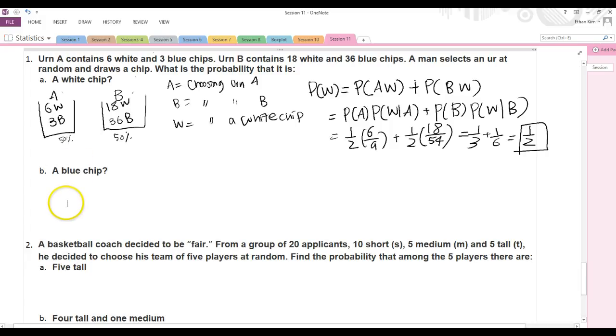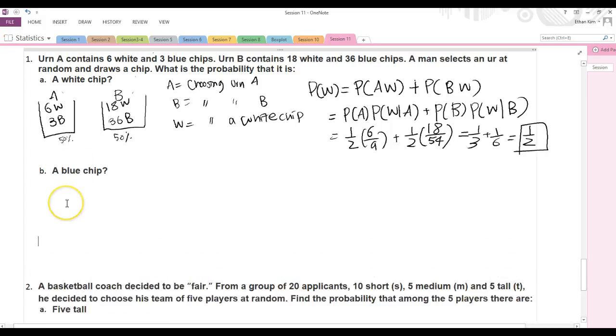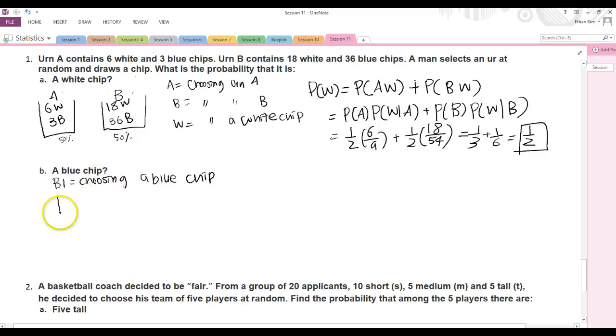Okay, so let's move on to part B. It's pretty much the same thing, right? Now we're just going to add another event, which is, let's just write it as BL, choosing a blue chip. Okay, and the probability of BL is the probability of A and BL plus the probability of B and BL, right?